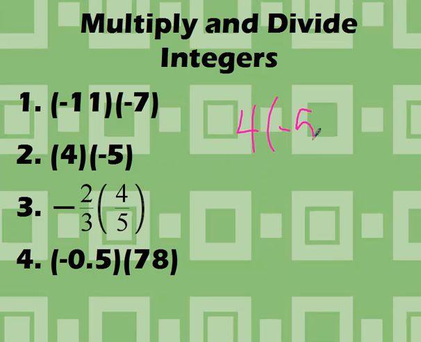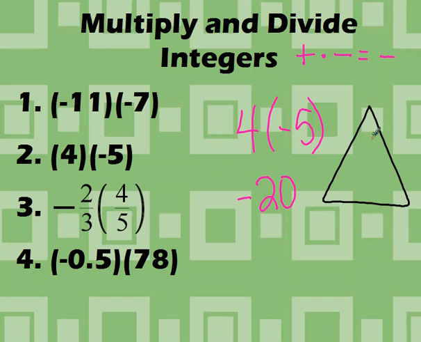Okay, let's do the next one. 4 times negative 5. Again, you multiply like normal. 4 times 5 is 20. And we said earlier, a positive times a negative, if they have different signs, our answer is negative. So we're going to have negative 20. Again, we could use our triangle here. A positive times a negative, you mark it out, and whatever's left over, your sign is negative, which is what we said.